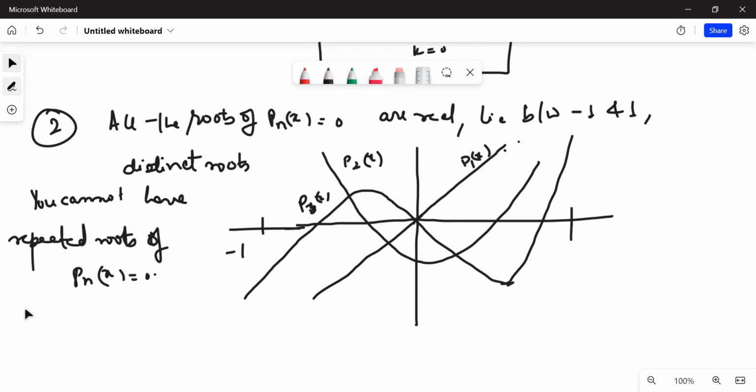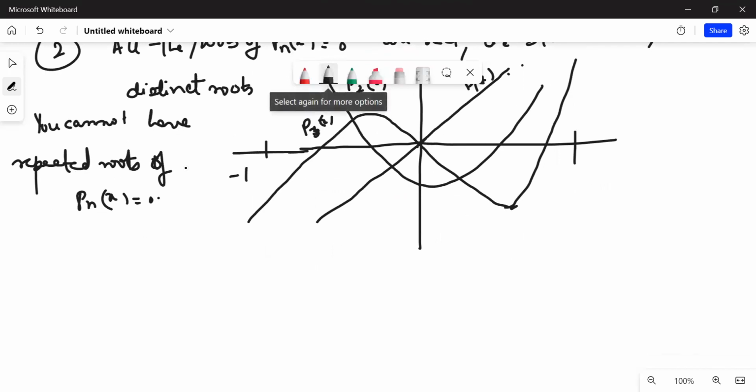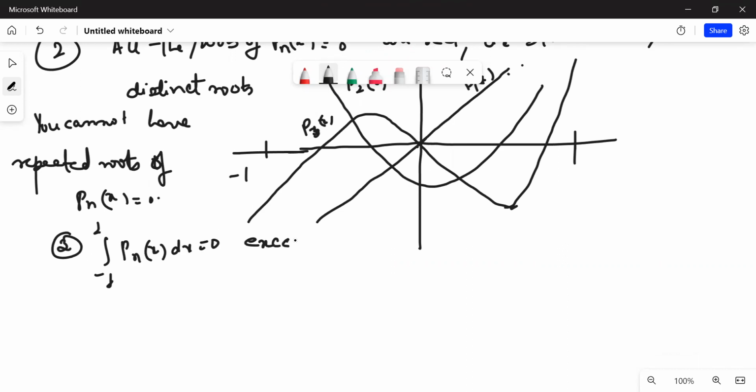Okay. Similarly, another fact that you should remember is that the integral from -1 to +1 of Pn(x) dx would be 0 except for n equal to 0. Because at n equal to 0, you will find that the integral would be equal to, I think, 2. Check it once. Now here you would be surprised. You will say it is the case only if the function was odd. No, at even also you'll find that this integral would become 0.